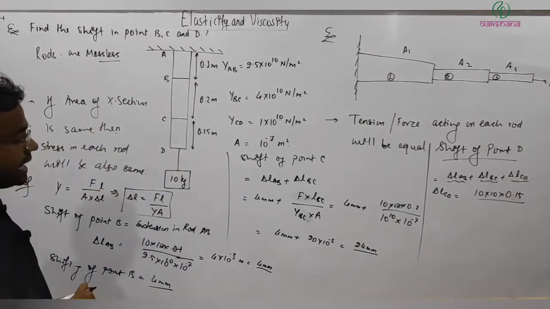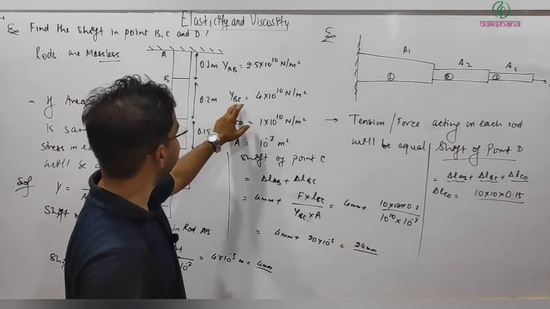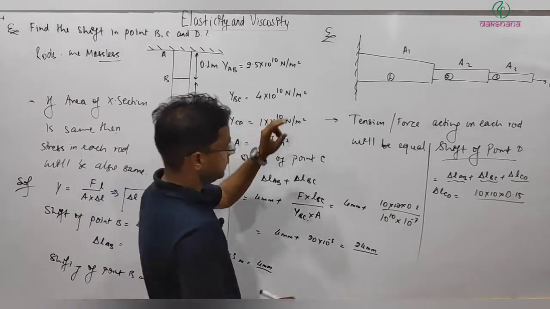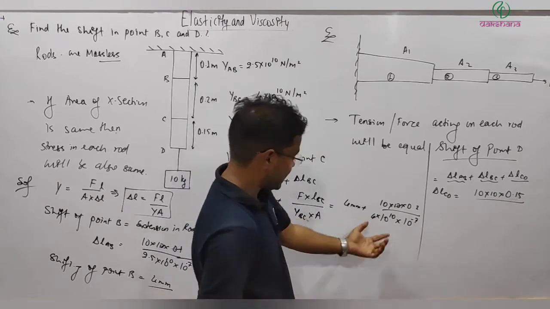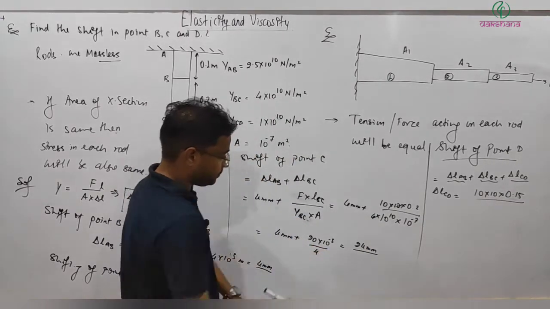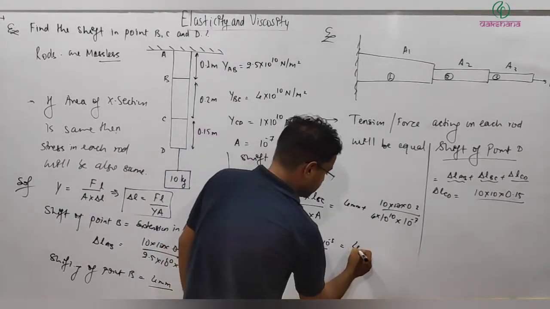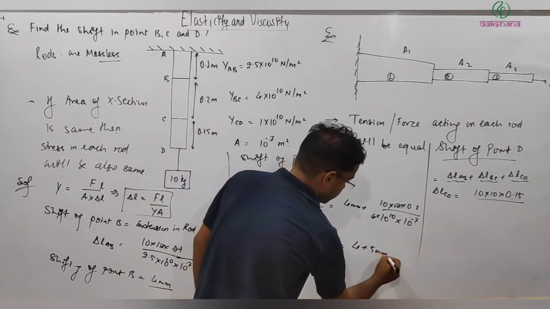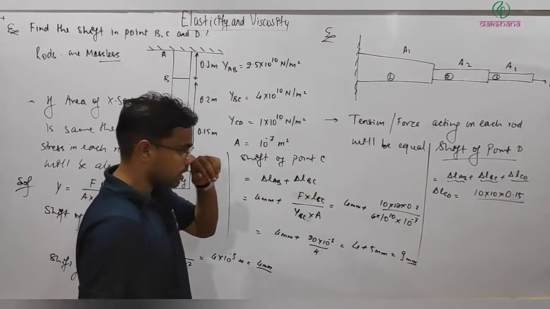I made a small error. Actually for the BC part, Y is given as 4 into 10 to the power 10. Here I have taken only 10, so I need to multiply it by 4. Then it will be divided by 4. So it will be like 5. Just take care of it. So it's coming out to be 4 plus 5 mm, and that is equal to 9 mm. So just take care of that.